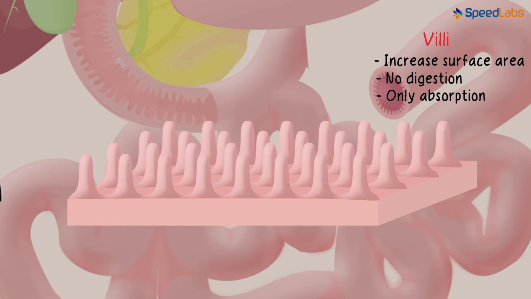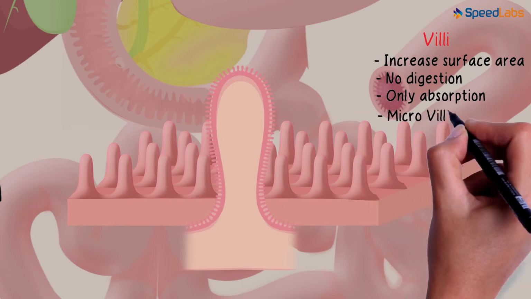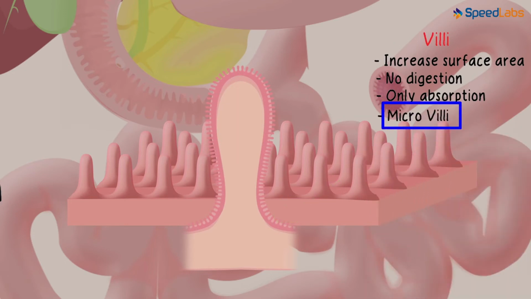We need to understand the structure of this villus in detail. This is one villus. To further increase the surface area, each villus has tiny little projections on them. And these are called microvilli. Yes, microvilli. These smaller microvilli further increase the surface area for absorption.